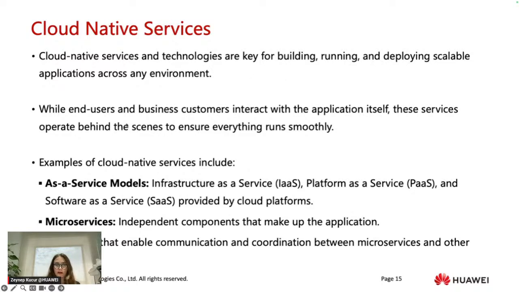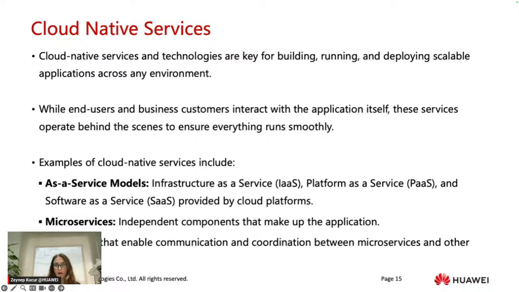While end users and business customers interact with the application itself, these services operate behind the scenes to ensure everything runs smoothly. For instance, when we talk about cloud native services, we're referring to several key components. First, we have the as a service offerings from cloud providers, and they include infrastructure as a service, platform as a service, and software as a service. These models give you the flexibility to scale your resources on demand, meaning you only pay for what you need when you need it.